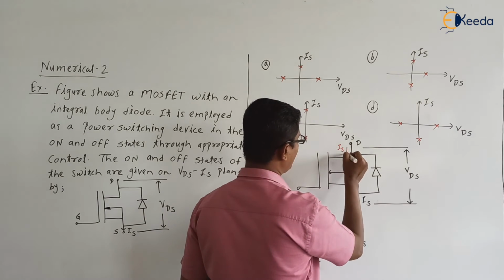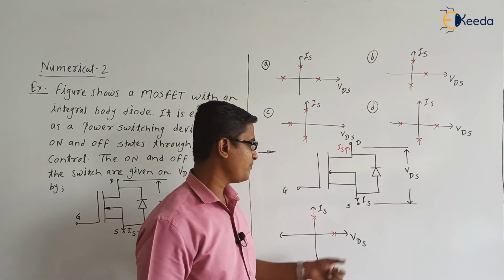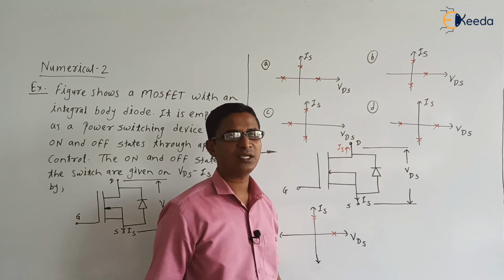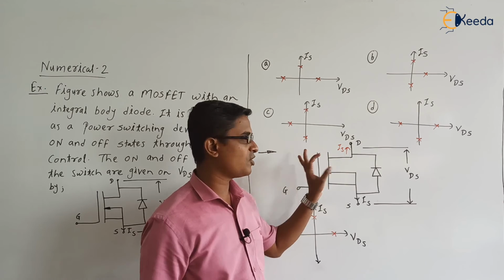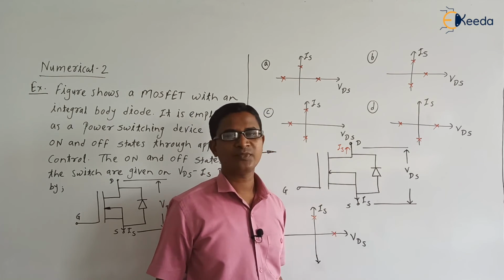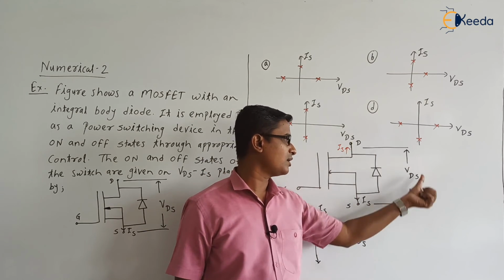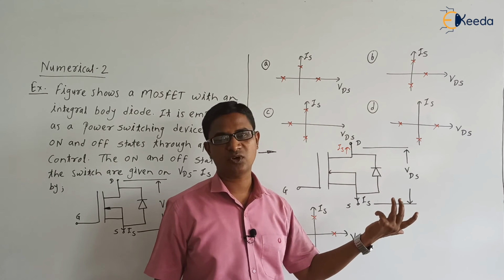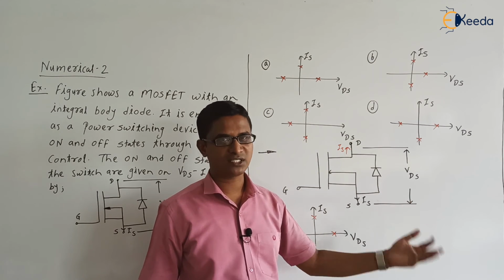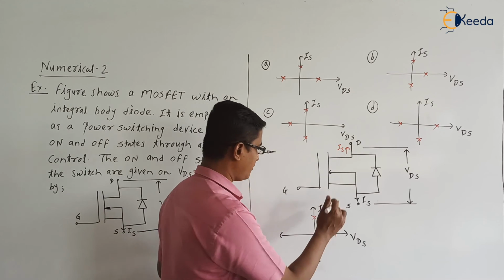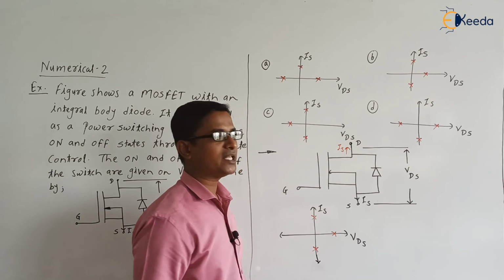Next, suppose IS is negative. IS negative means current is in the upward direction. If the current is in the upward direction, definitely this MOSFET will not allow it. But what about this diode? Yes, this diode will allow the current, right? Because the diode will be in the forward bias mode, or diode will be acting as a short circuit, because in the forward bias mode. So yes, the negative current is also allowed by the switch.